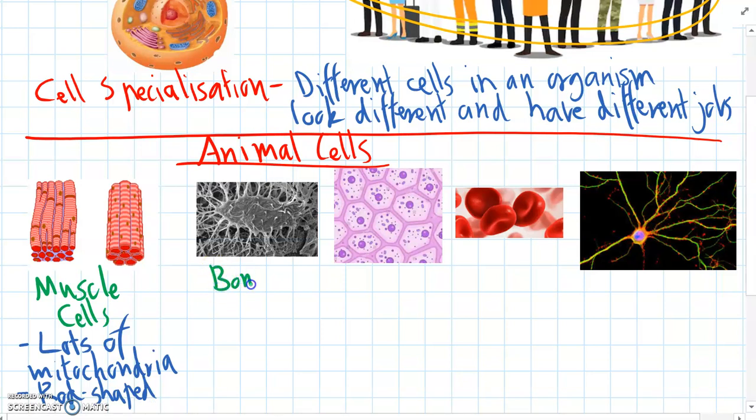Next, we've got a bone cell in this microscope picture. And we can see the shape of the bone cell. It's actually quite hollow, but it releases all this really hard tissue around the outside of the cell, which is full of calcium, and that makes a bone. So it releases calcium minerals, and that is basically the job of a bone cell.